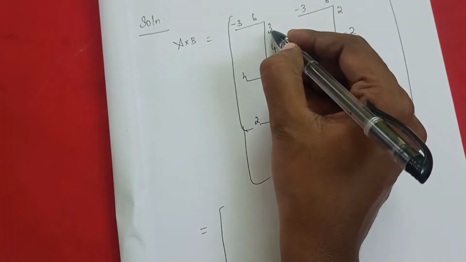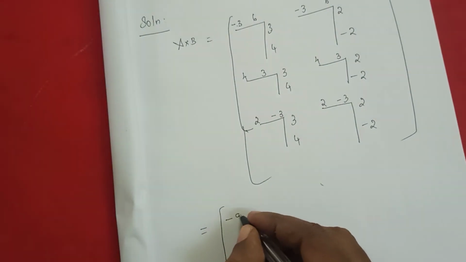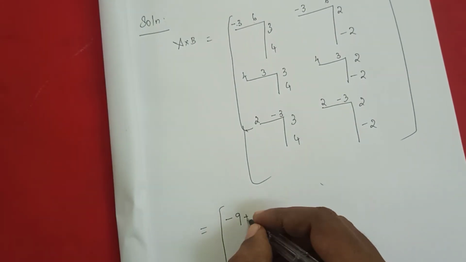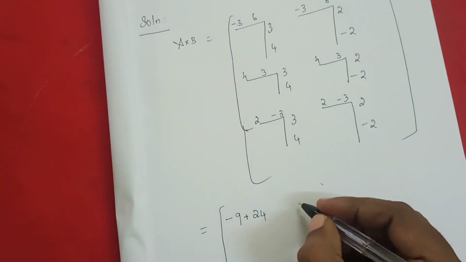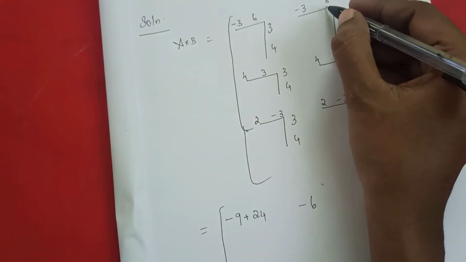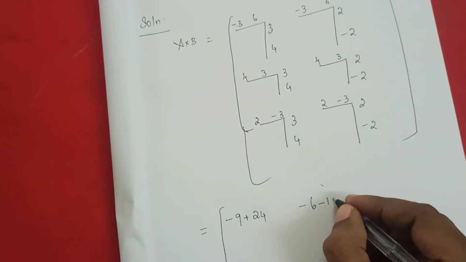Okay. So 3 into minus 3. Same symbol, minus 9. Yes. Then plus 6 into 4, that is 24. Then 3 into 2, that is minus 6. 6 into minus 2, that is minus 12.